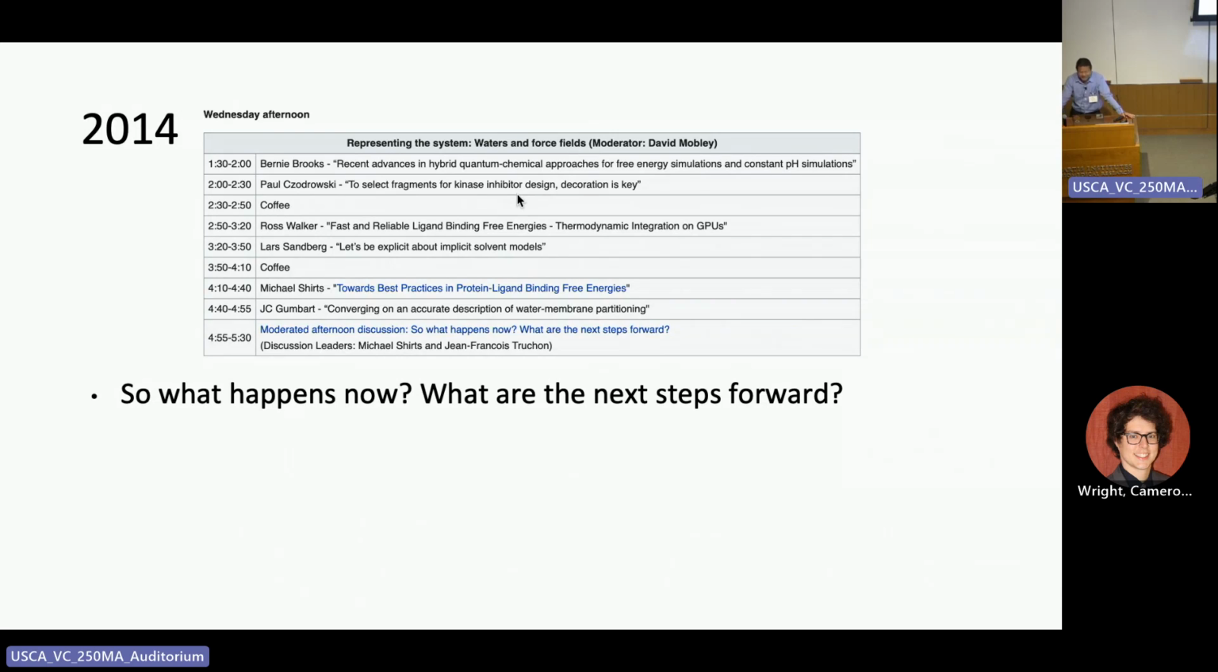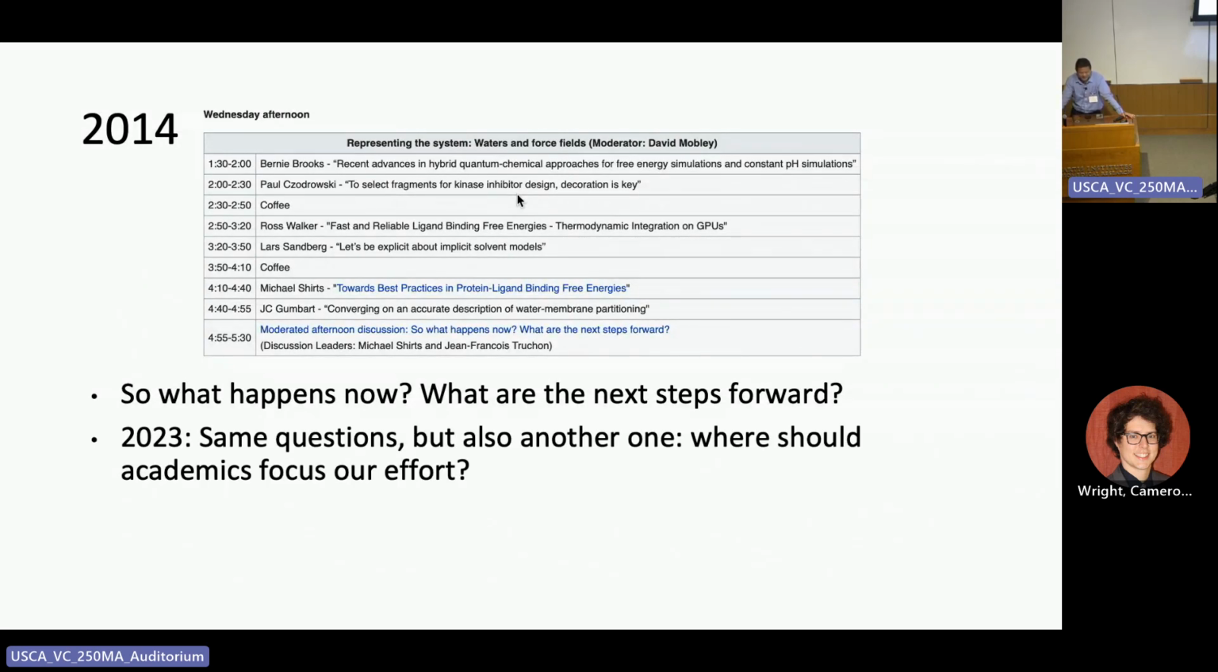So what happens now? What are the next steps forward? Good question. I don't really have an answer fully. I have the same questions. I'd ask another one to that: where should the academics like myself, where should we focus our effort? And I've sort of got some answers over lunch, but I think that's something we all can discuss and figure out how we all fit into this community.